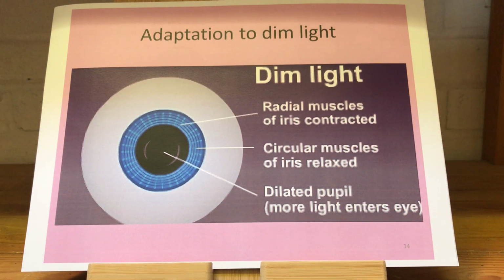Now, we saw a question recently and it just wanted contract as the answer, okay? But if you talk about radial and circular muscles, you would be just fine.